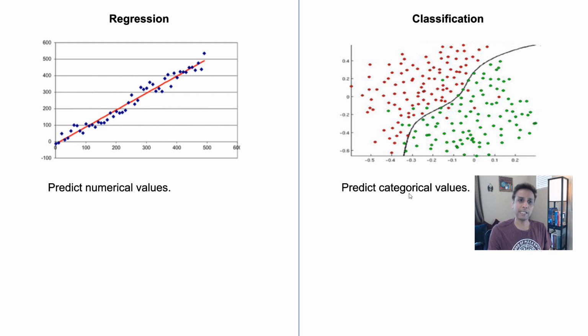And here we are predicting categorical values, right? Is this going to be a win or a lose? And then we predict a categorical value for that, right? Win is 1, lose is 0. So that's what categorical means.